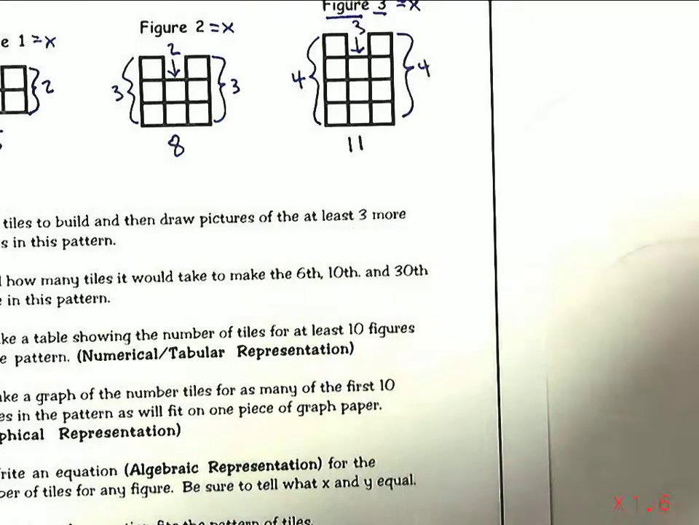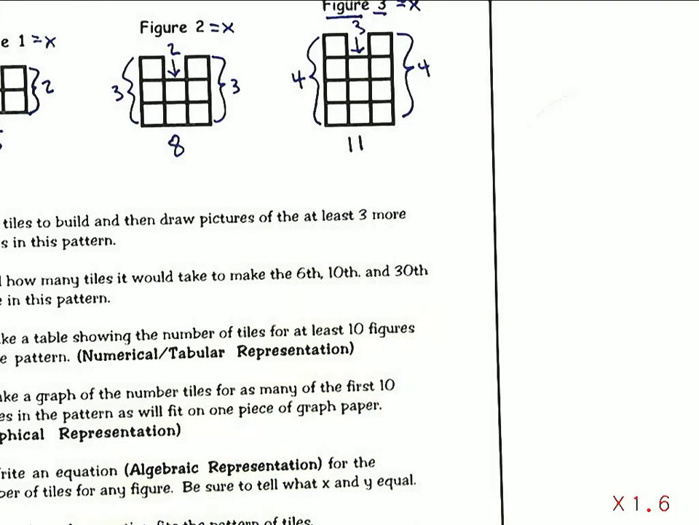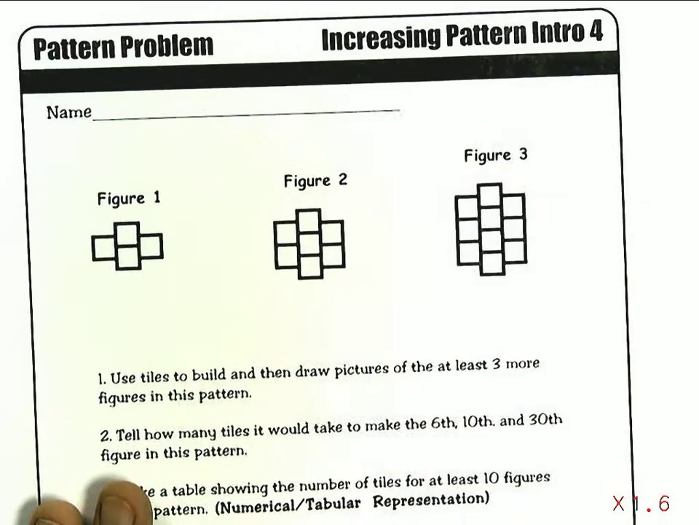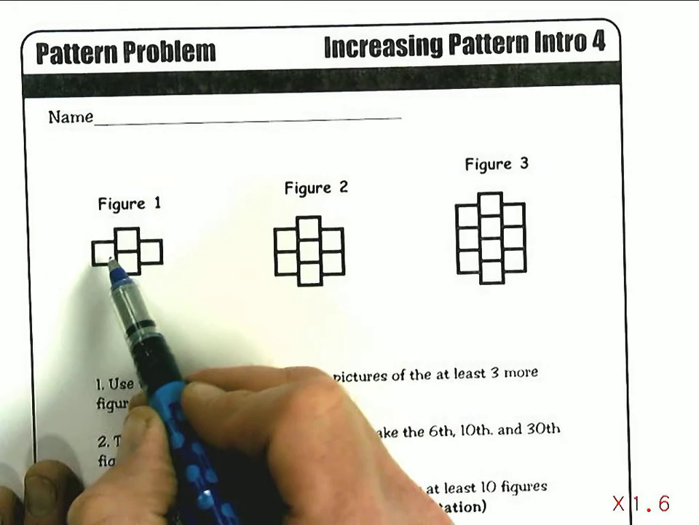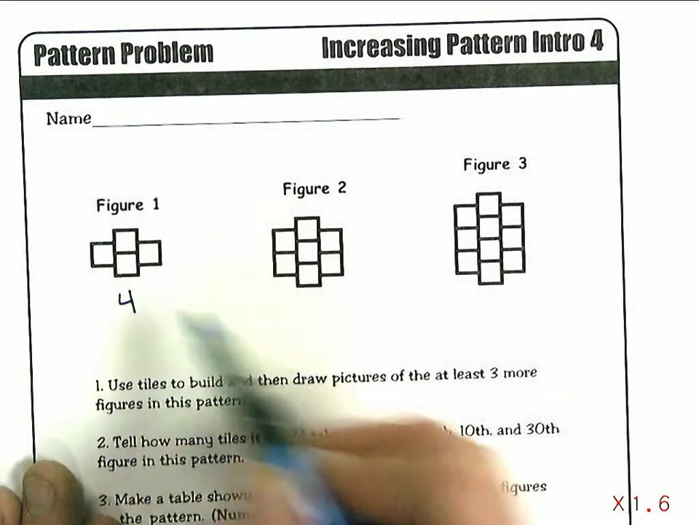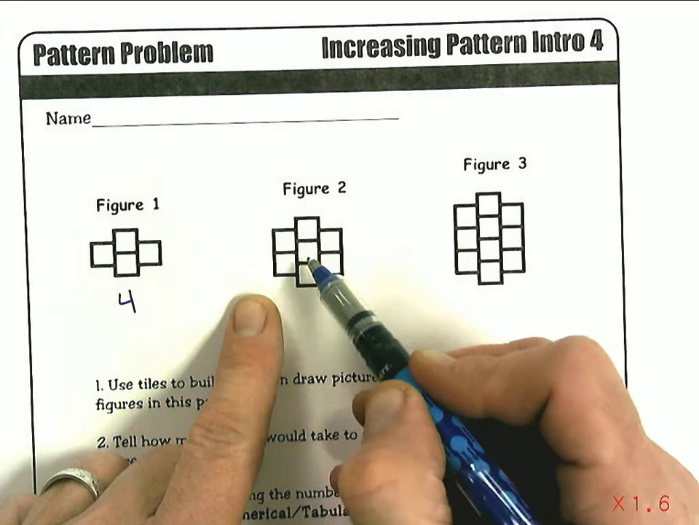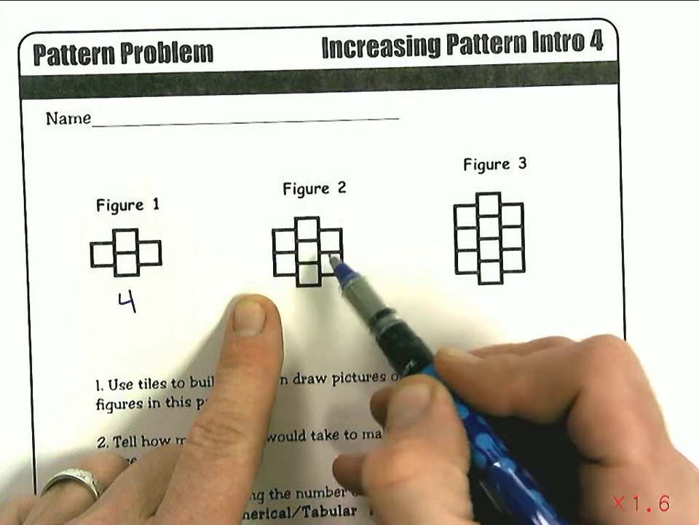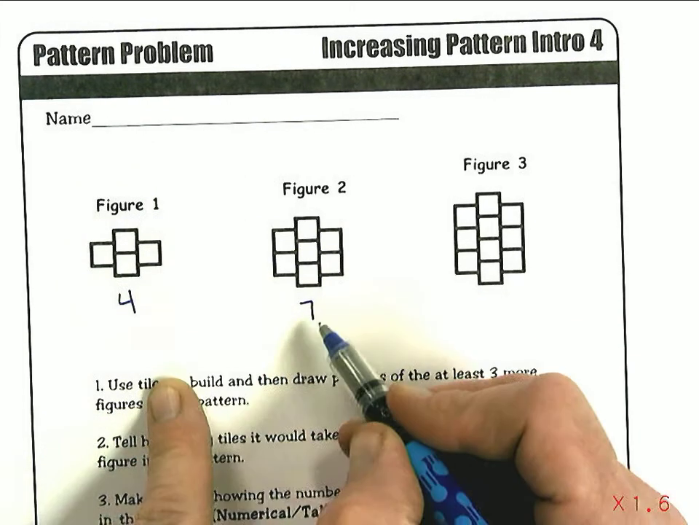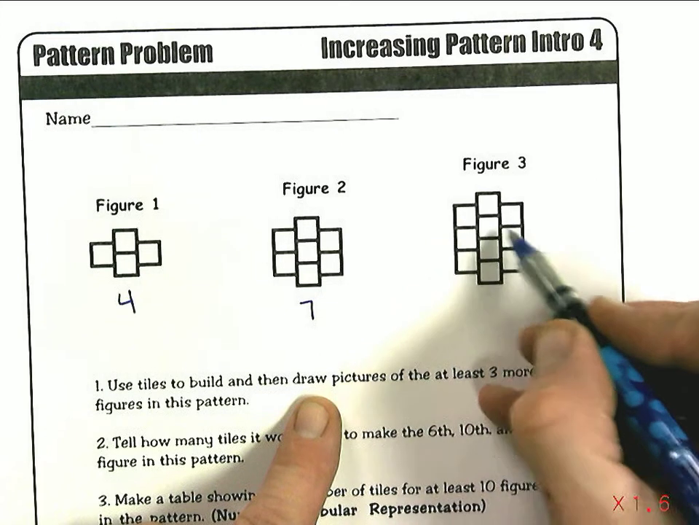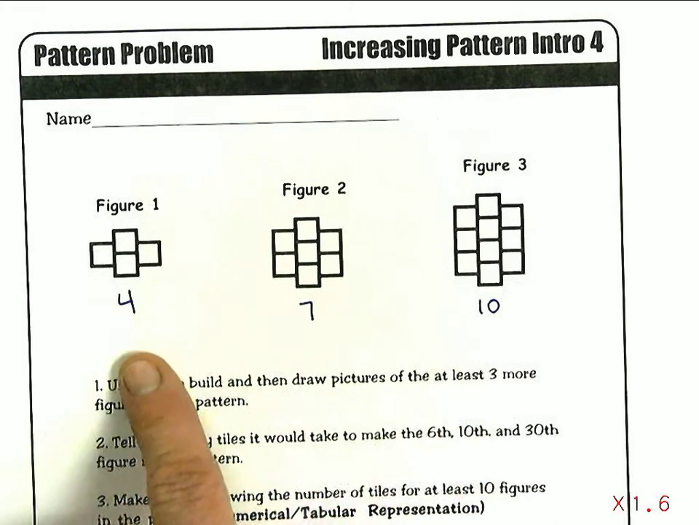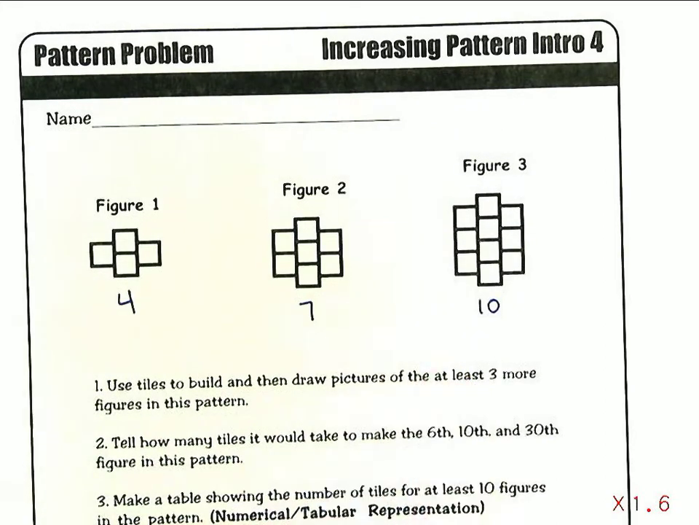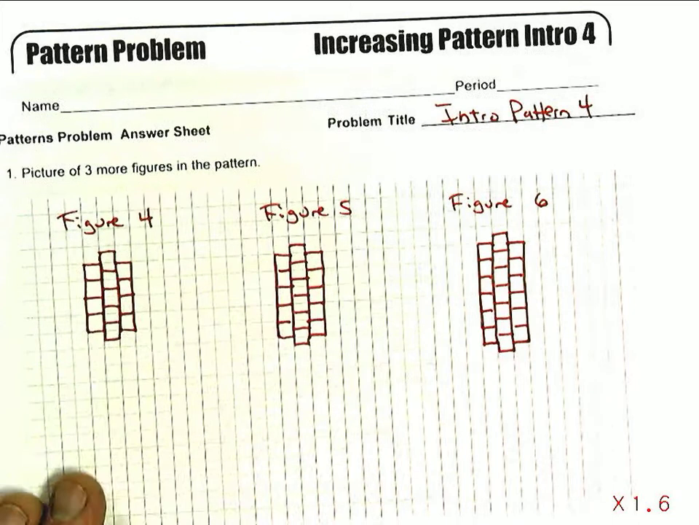So I'm going to do this one more time and see if this makes sense. So intro pattern 4. Let me look at one more real quick. So intro pattern 4 and intro pattern 3 are very similar. In figure number 1, there's 4. In figure number 2, you can really think of this as 1, 2, 3, 4, 5, 6, 7. So they're adding 3 more. 1, 2, 3, 4, 5, 6, 7, 8, 9, 10. So when I look at figures 1, 2, and 3, they're 4, 7, and 10 tiles. So it's going up by 3 each time. So we're increasing by 3.